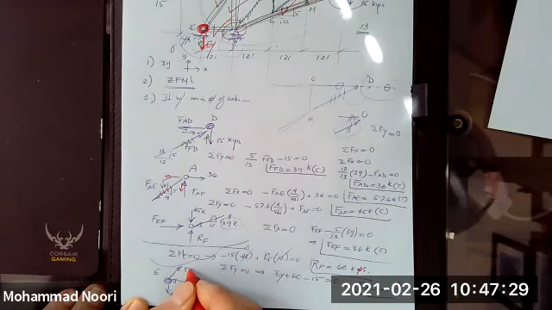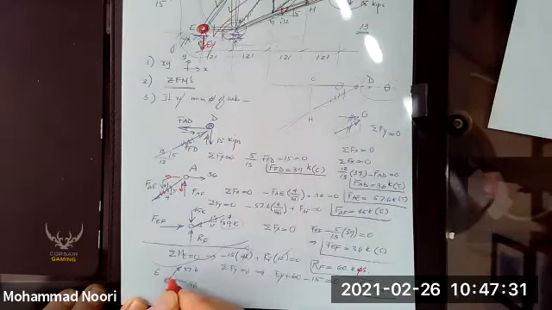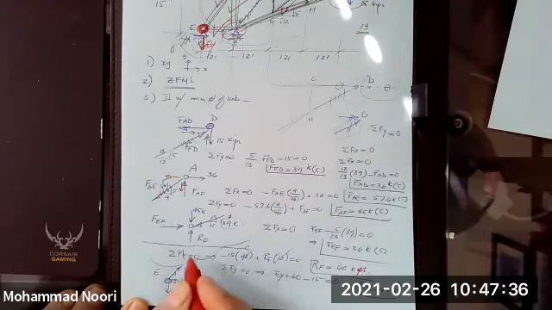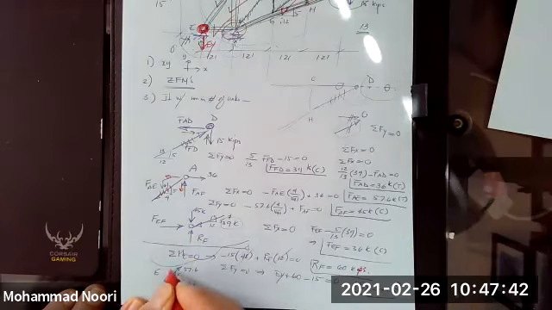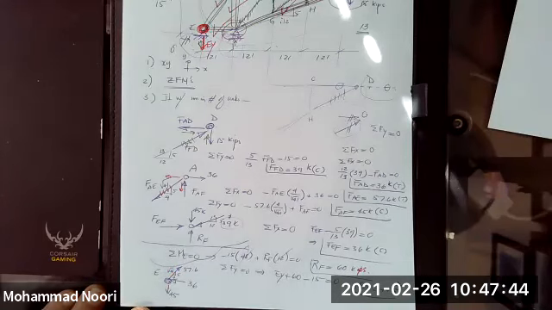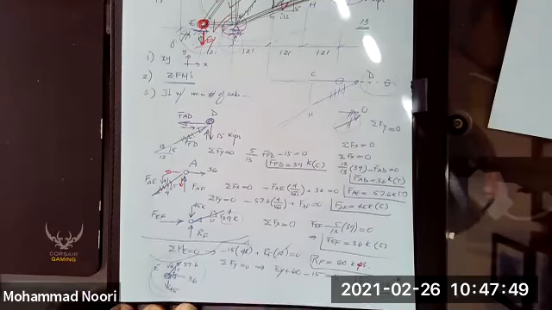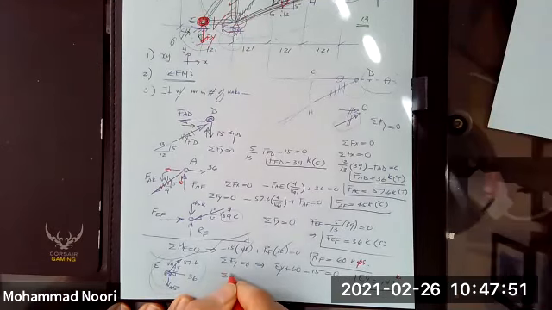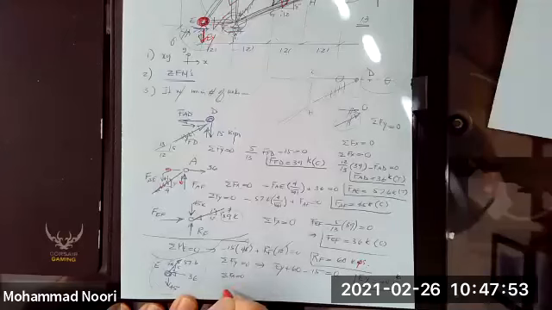So you have 57.6, and the slope here was what? 5, 4, square root 41. So these numbers should satisfy both summation of X equal to 0 and summation of Y equal to 0. If so, the answers are correct.